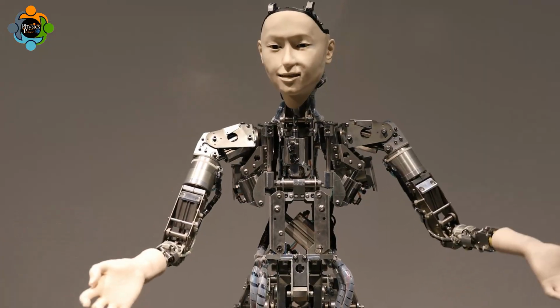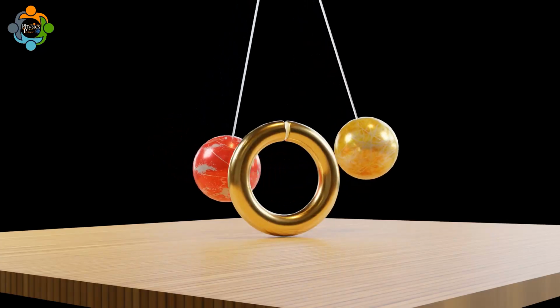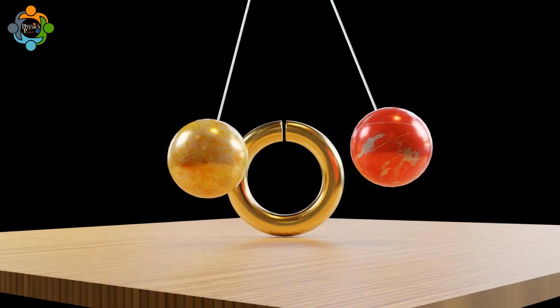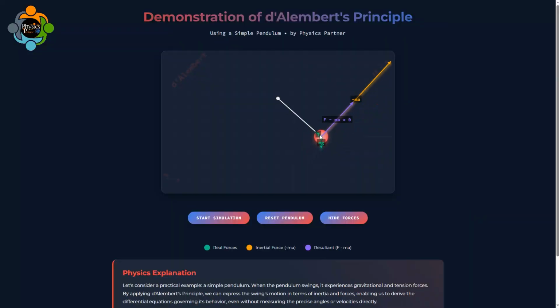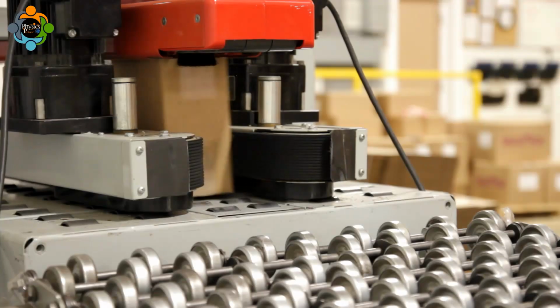engineering, robotics, and biomechanics. Let's consider a practical example: a simple pendulum. When the pendulum swings, it experiences gravitational and tension forces. By applying D'Alembert's principle, we can express the swing's motion in terms of inertia and forces, enabling us to derive the differential equations governing its behavior, even without measuring the precise angle or velocities directly.